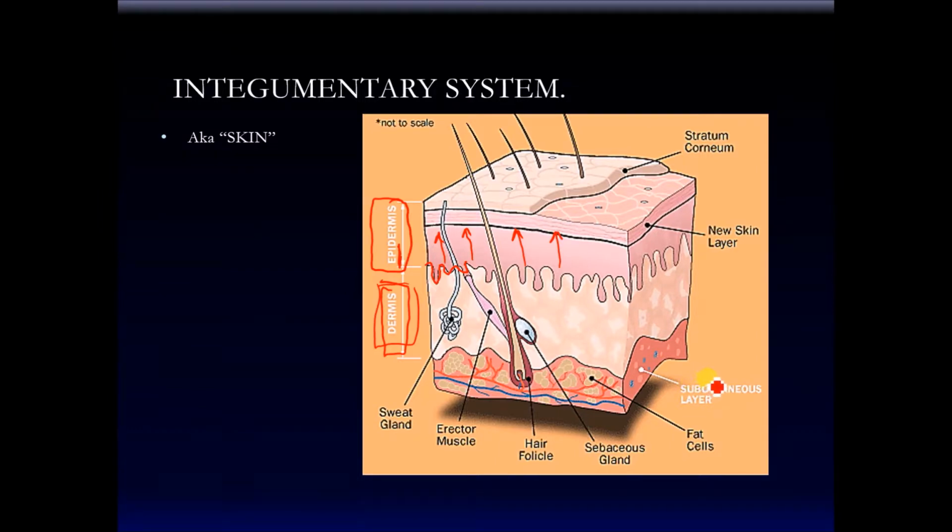Now the tissue that's below the dermis is called the subcutaneous layer, the subcutaneous tissue, or sometimes called the hypo, or beneath the dermis, hypodermis. So broadly the skin can be divided into these three layers: dermis, epidermis, and subcutaneous tissue.